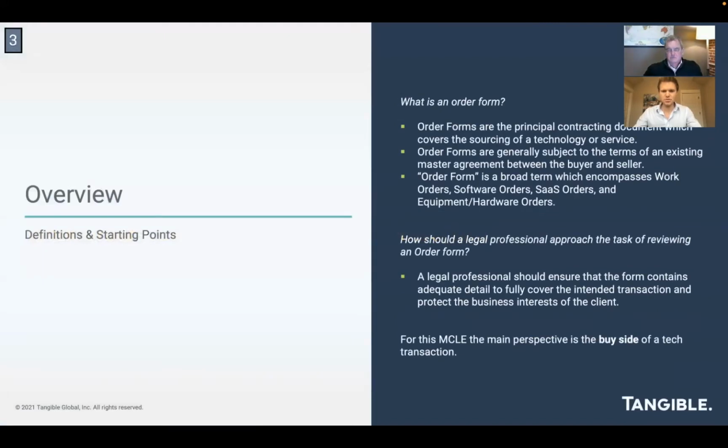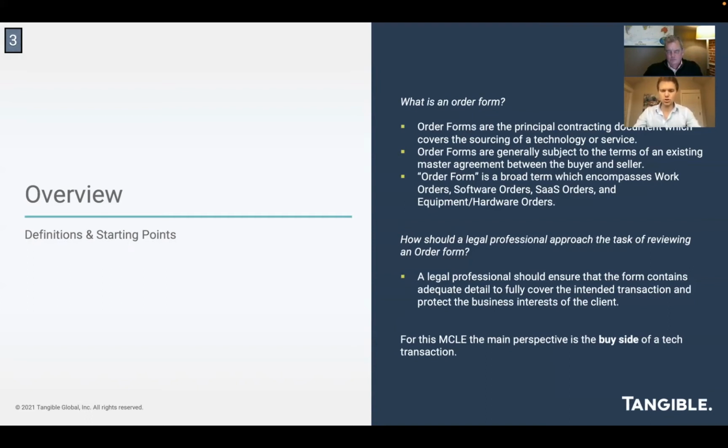So first, let's zoom out to overview at a high level what our presenters will discuss. First, they'll address what an order form is, the principal contracting document which covers the sourcing of a technology or service. Order form is a broad term encompassing the variety of orders you saw listed on the previous slide. Then our presenters will address how the legal professional, be it an attorney or legal ops associate, should approach the task of reviewing an order form.